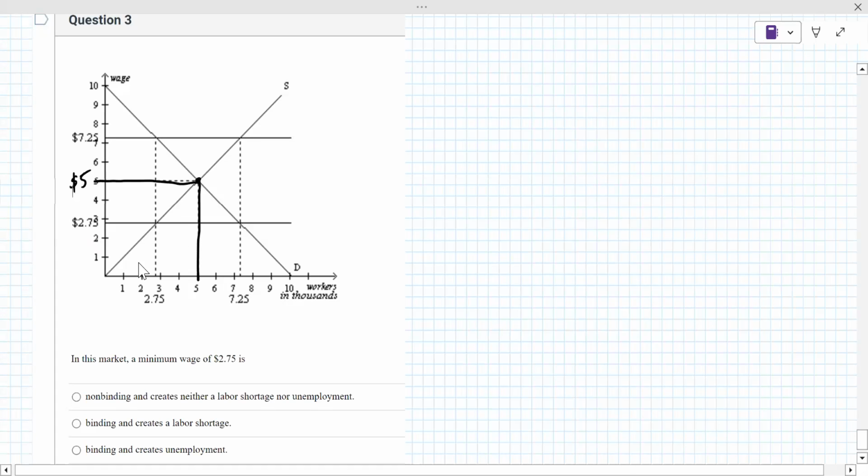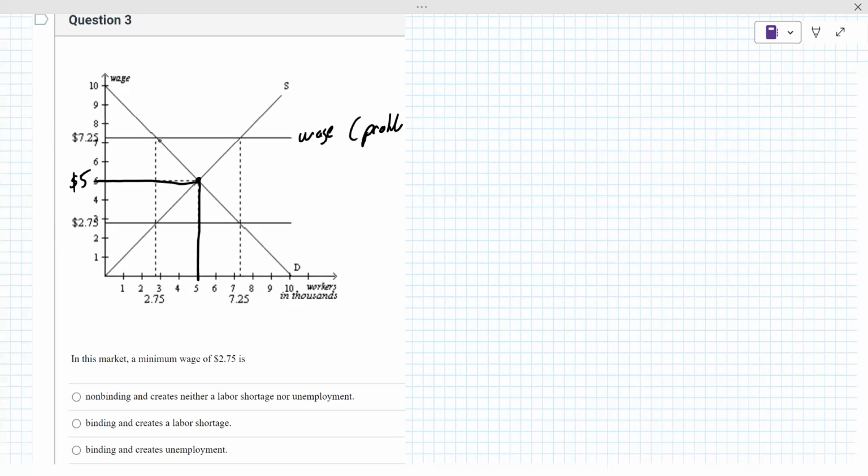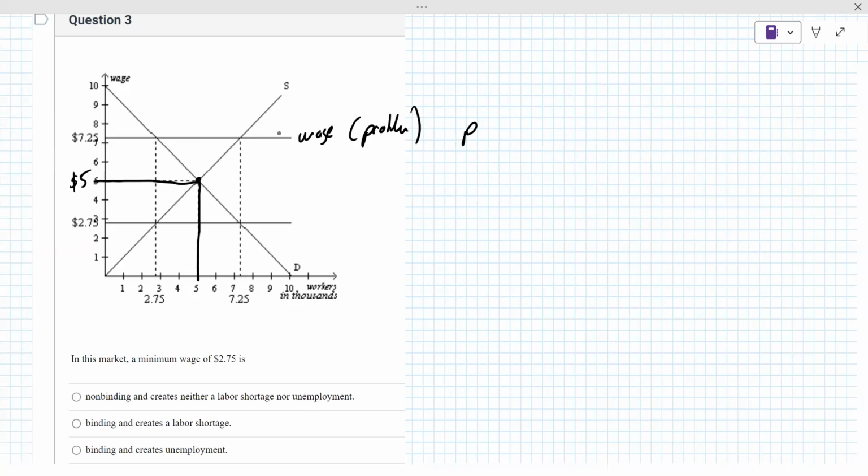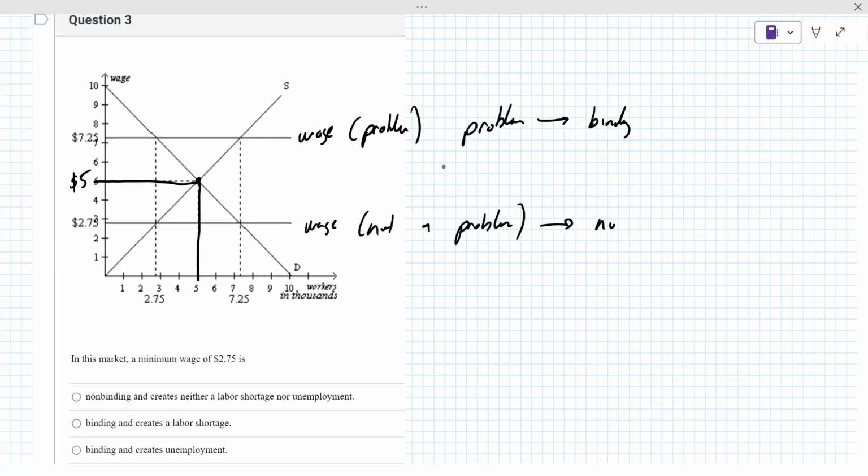Is that an issue here? Well, it's an issue if the wage is up here, because we don't want to pay them 7.25. We only want to pay them 5. But if something in the economy says you have to pay them 7.25, this is a problem. Think of a problem as meaning that it's binding. But if the minimum wage is down here, this is not a problem. We're just good employers. We want to pay our employees more than they are guaranteed by the government. In that case, it's non-binding.